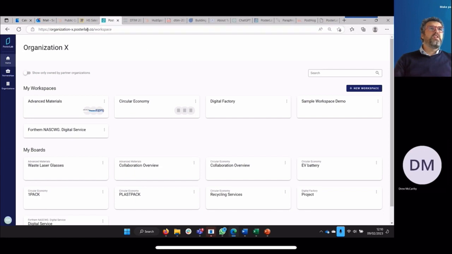So here you can see organization X. So it can be your organization. When you say your organization, it could be, let's say, your corporation, or it can be a university, a research group, a cluster that is involved in one way or another in several R&D or innovation projects with other parties. Let me give you a little bit of a tour.